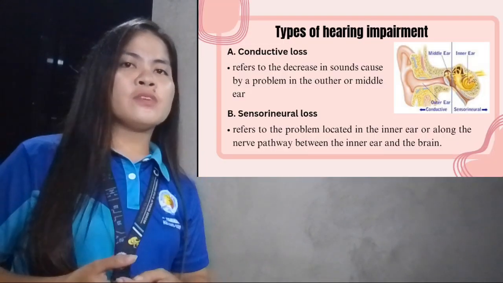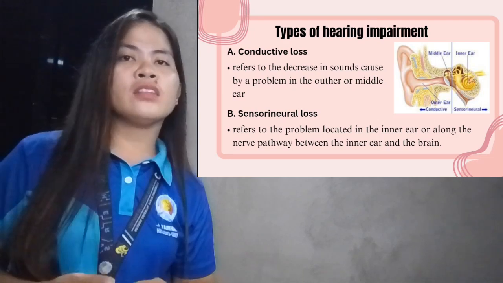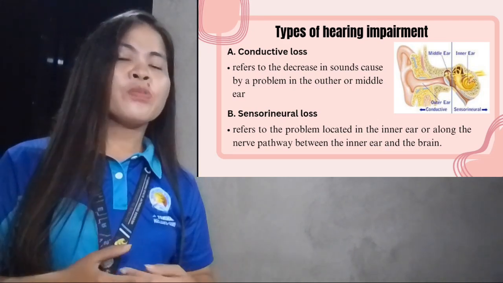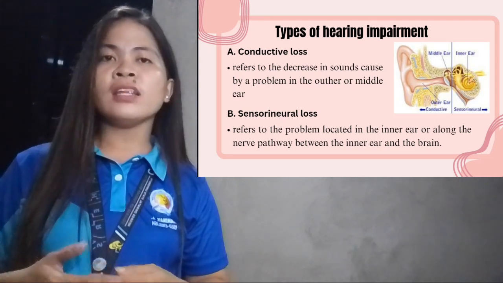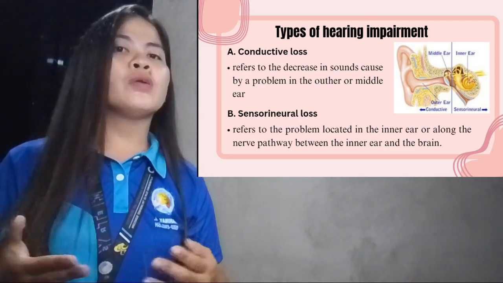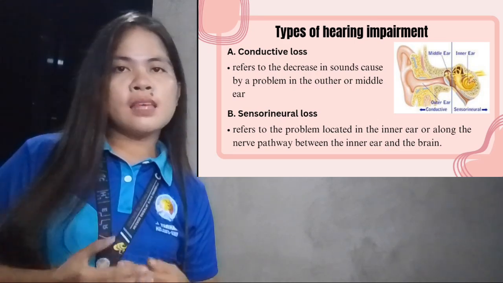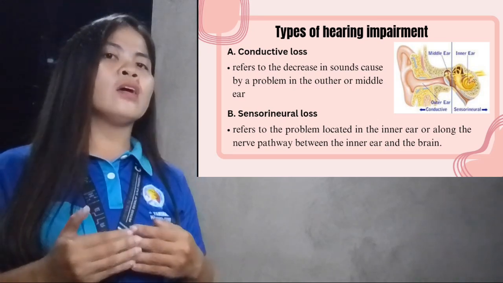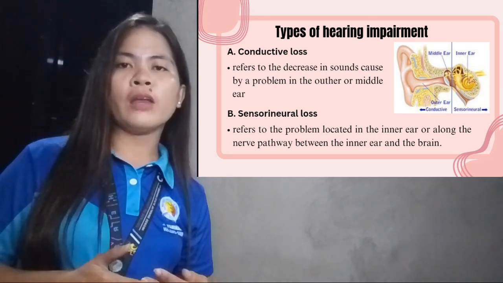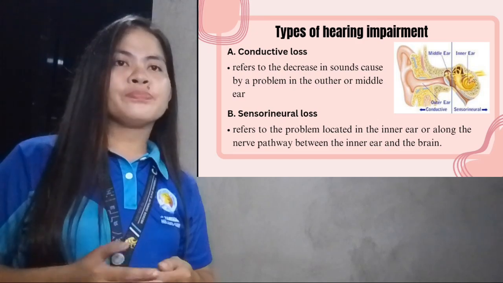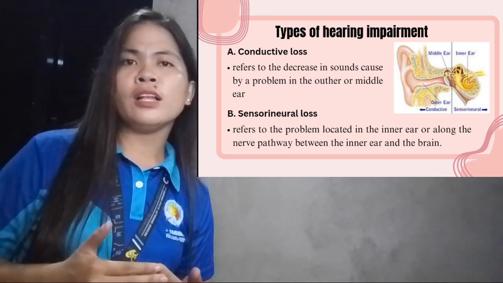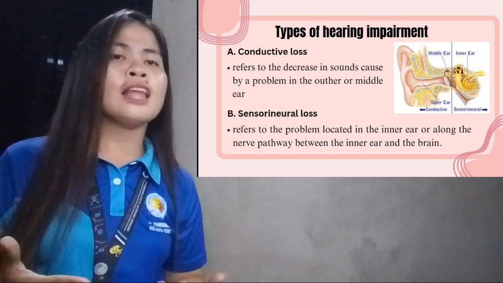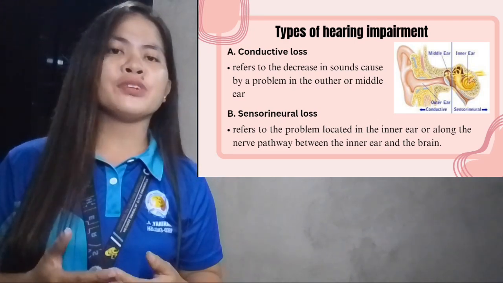These are the types of hearing impairment. First, conductive loss. This refers to the decrease in sounds caused by a problem in the outer or middle ear. For those people who have this kind of condition, it may be hard to hear soft sounds, and louder sounds may be muffled. Second, sensorineural loss. This refers to a problem located in the inner ear or along the nerve pathway between the inner ear and the brain. If you have this condition, you have trouble hearing sound when there is background noise, and trouble hearing high-pitched sounds, feeling like you can hear voices but you can't understand them.